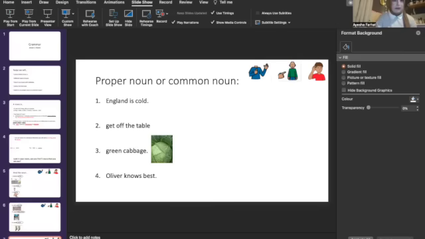Okay, so that is the end of our lesson. But before we go, do I now know what a noun is? Do I know how to use a noun, how to make a sentence using nouns? Do I know the difference between a common noun and a proper noun? If the answer is yes, good job, great work. If not, you can go back and re-watch the video.